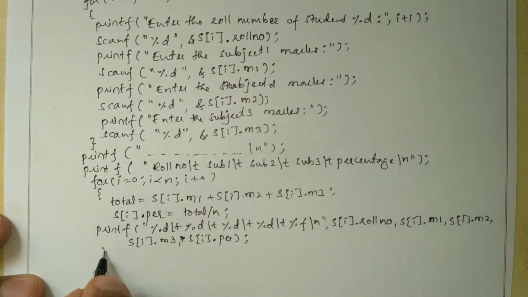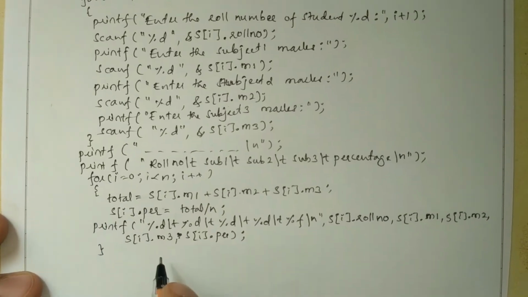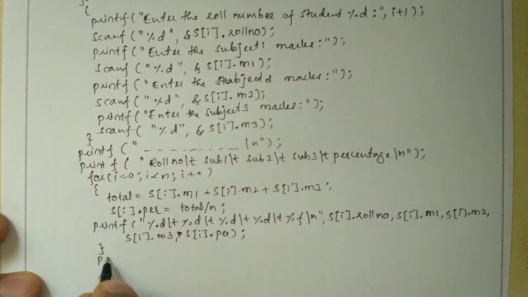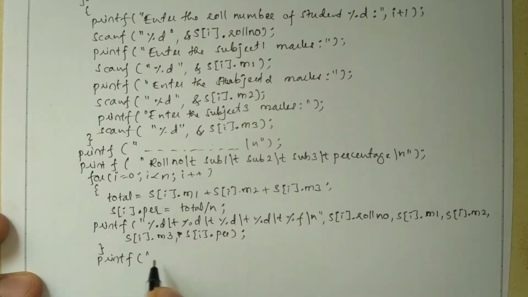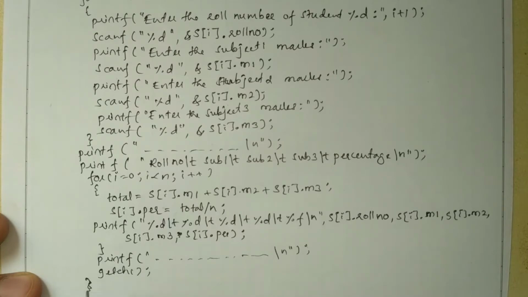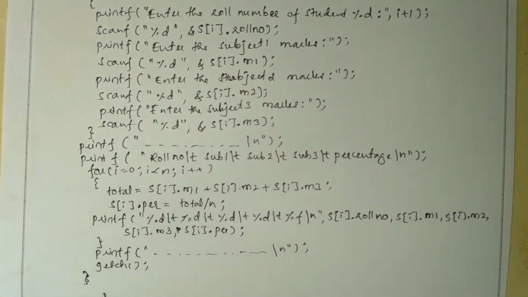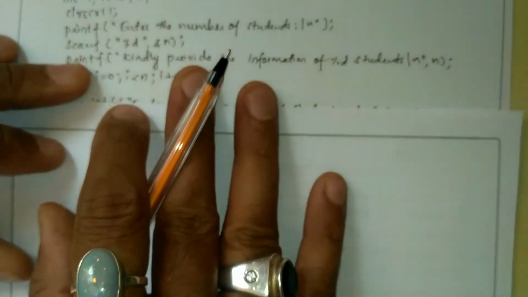So curly closing brace for this iterative statement for. Next, I'm going to write printf, and here in the double quotation mark, I'm going to again type hyphens \n and the double quotation mark, and now I'll write getch function and curly closing brace for main function. Now let us take an example when we compile and run the program.